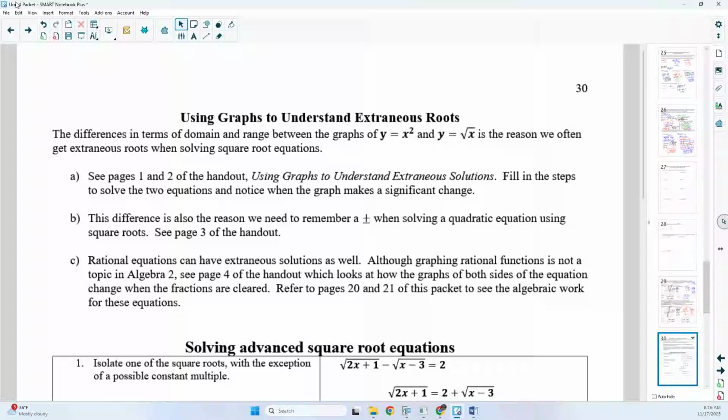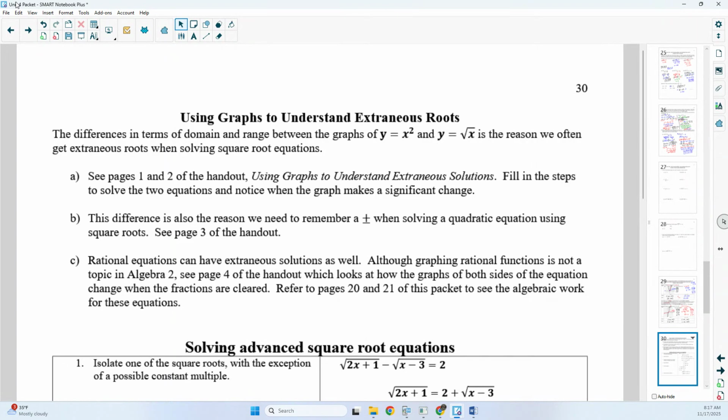So in the last lesson, we learned about extraneous roots, and we kind of said, well, they happen. But now we're going to see a little bit more why they happen and how it connects to the graphs of x squared and square root of x and how they're different. So we're going to go to a handout that I gave in class.